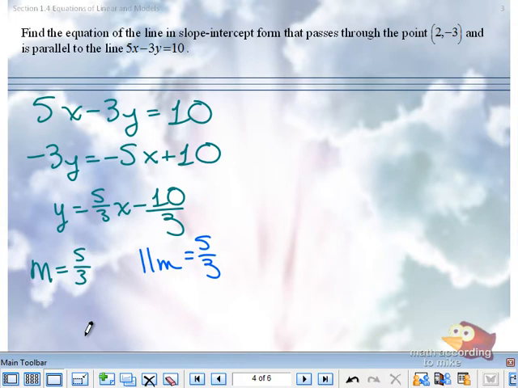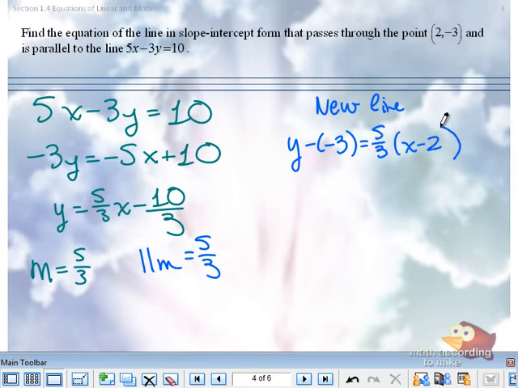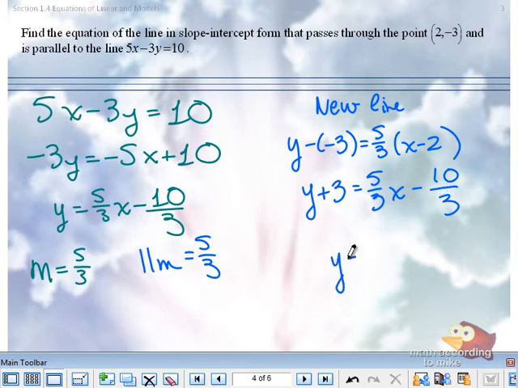So we got a point, (2, -3). We got our slope, 5/3. So if you would, either use point slope or slope intercept form to figure out the equation of the new line. After solving for y, what's the equation of our line? Very good.